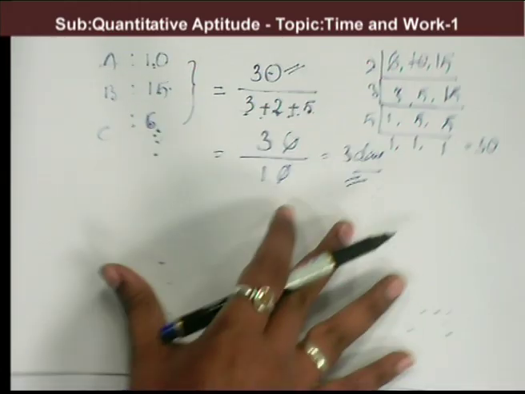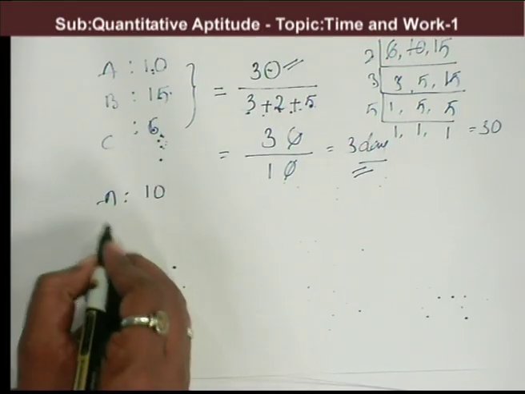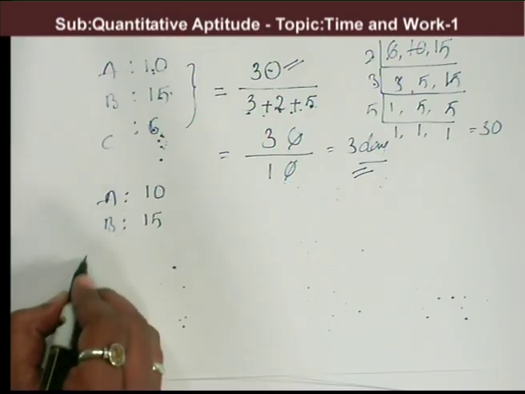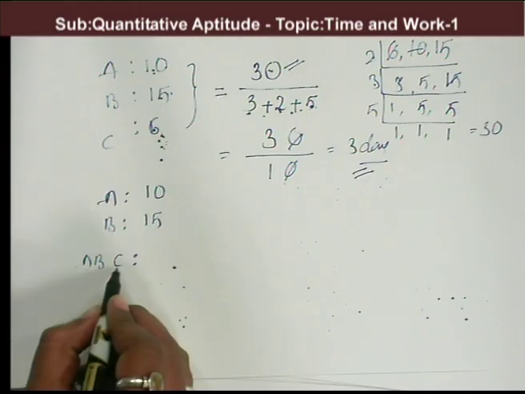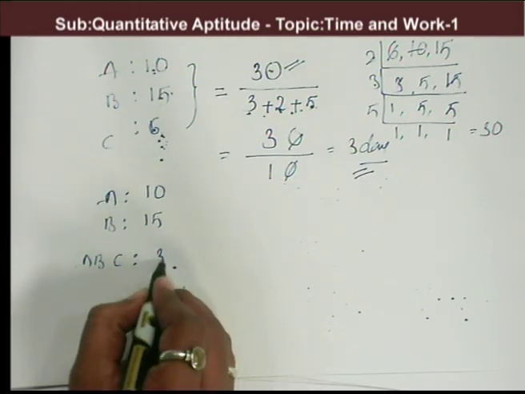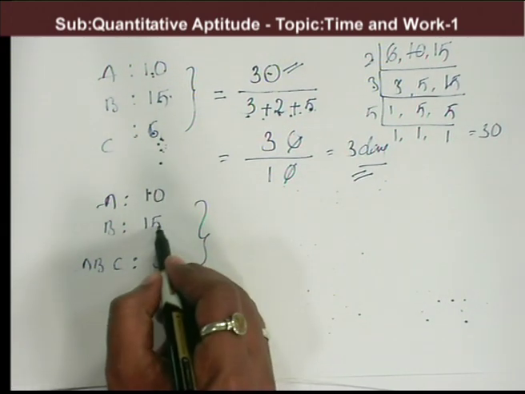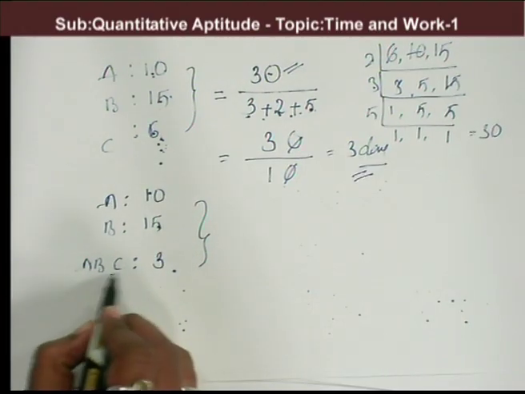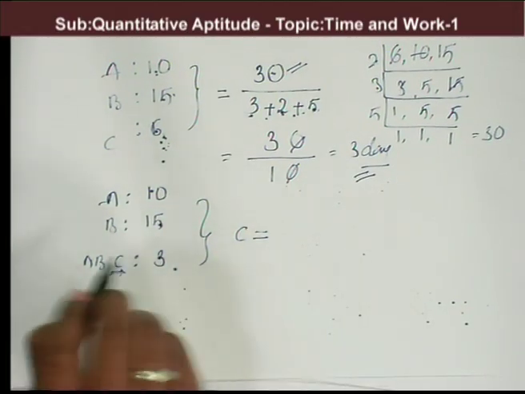If the same problem comes as: A can complete the work in 10 days, B can complete the work in 15 days, and A and B with the help of C, the third statement for A, B, C, the 3 went together, the work will be completed in 3 days. We have the A value separately, the B value separately, and in the third statement A, B, C together, but we do not have the C value separately. So you have to find out in how many days C can complete the work.